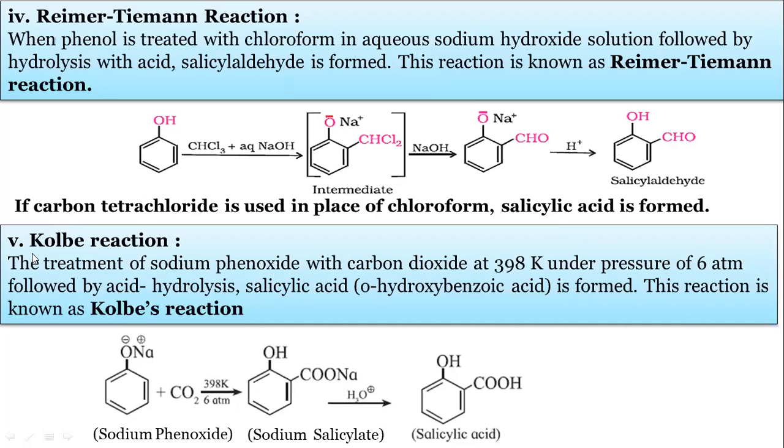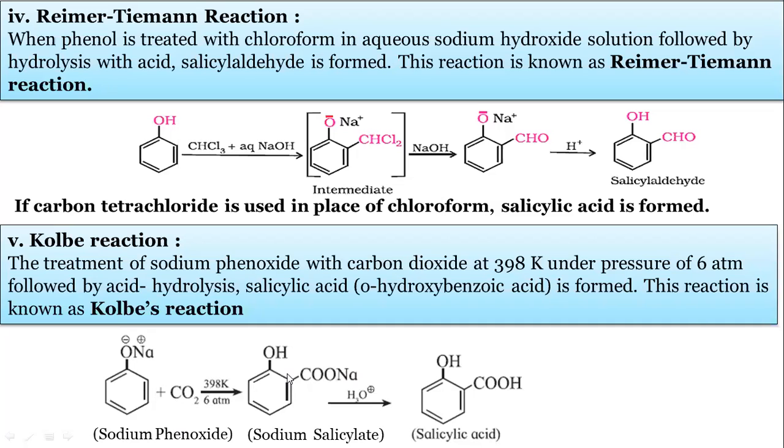Then the next reaction is Kolbe's reaction. Kolbe's reaction is nearly the same as the Riemer-Tiemann reaction. Sodium phenoxide is treated with carbon dioxide. This is sodium phenoxide, and how is it prepared? We take phenol, then add NaOH, and sodium phenoxide is formed. This sodium phenoxide is treated with CO2 at a temperature of 398 K and a pressure of 4-7 atmospheres.